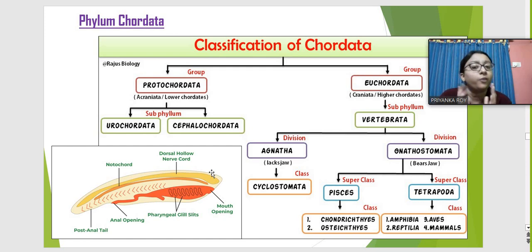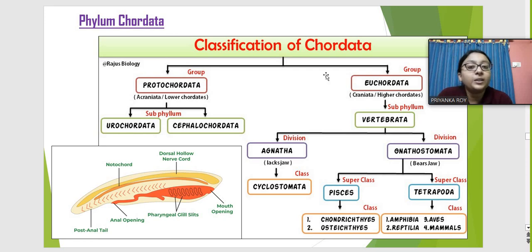This is a basic feature of a chordate. And there is this notochord, which usually gets transformed into a vertebral column in vertebrates like us. And then they have these pharyngeal gill slits, which we do not have as an adult, but it is the characteristic feature, and at least in one stage of the life cycle, even in larva or in embryo condition, one should possess all these characters. And the anal opening is there, and beyond that there is this post-anal tail, which is also a very important feature of phylum Chordata.